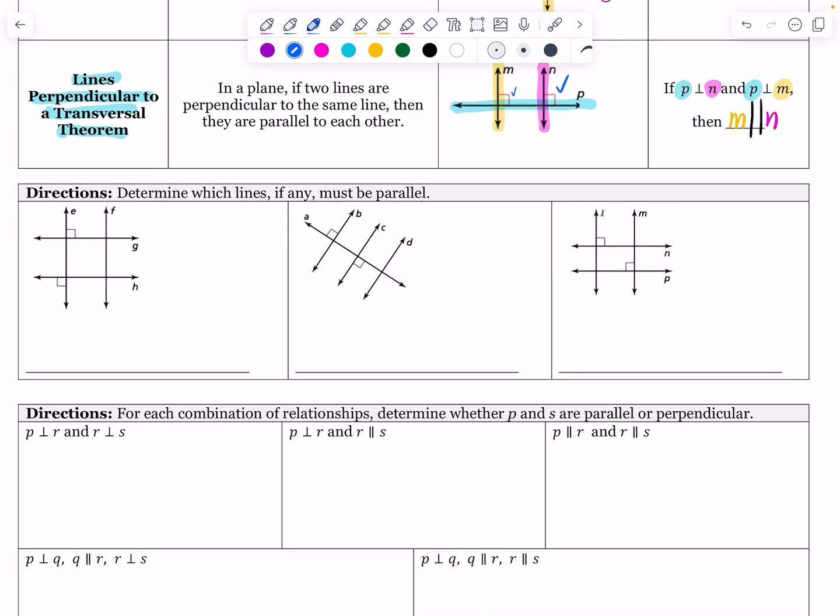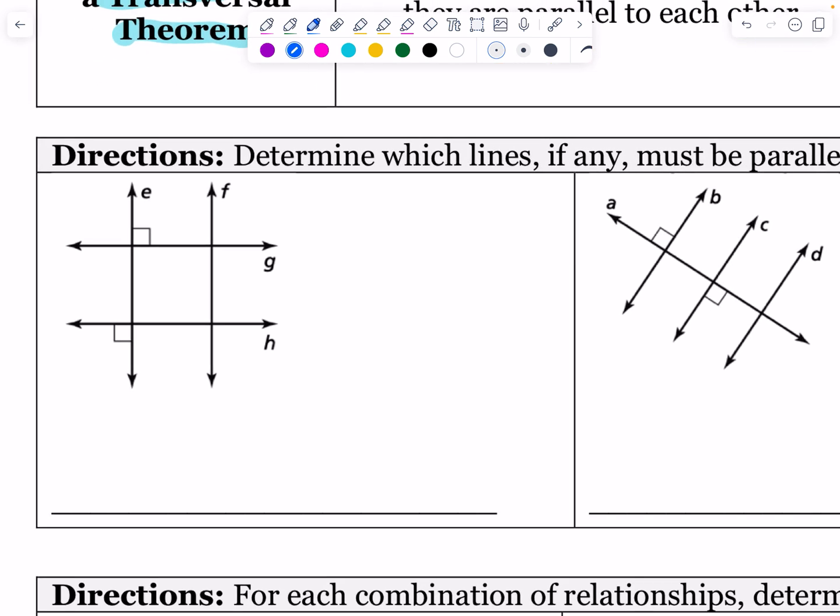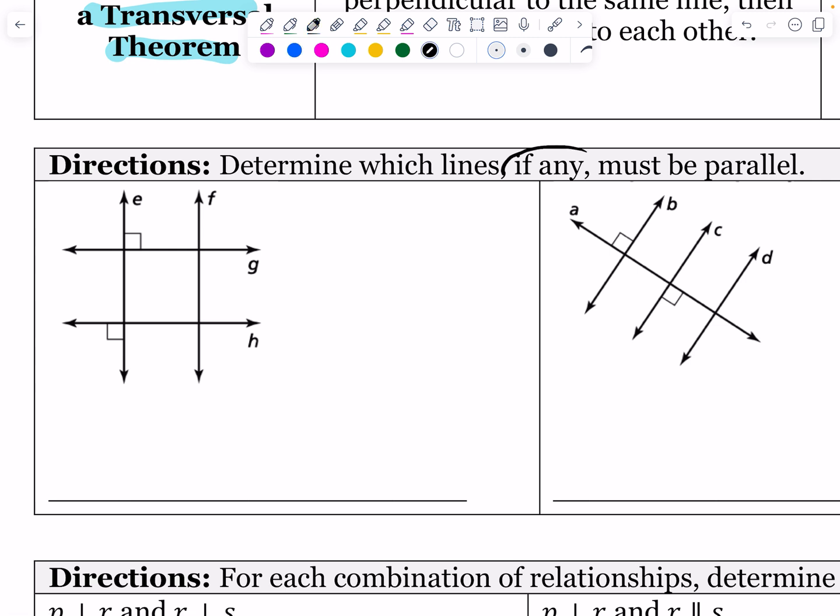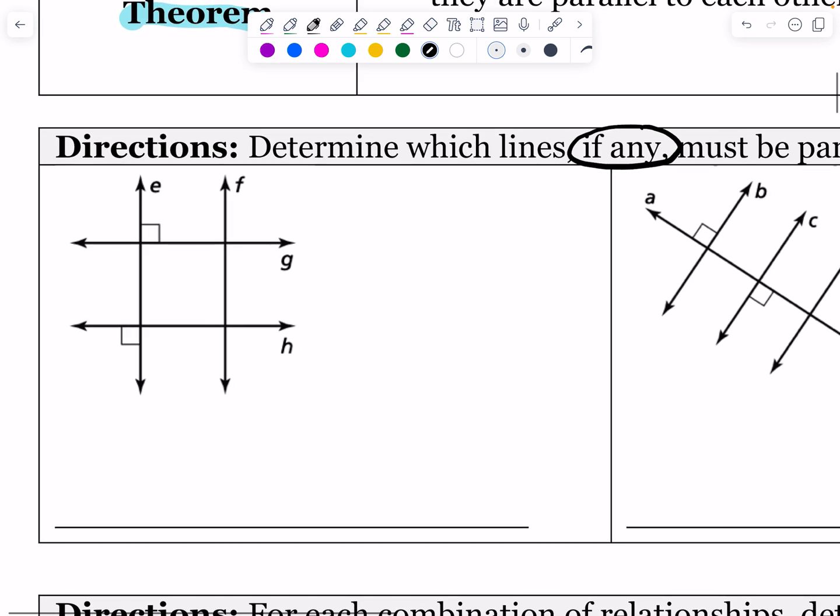So it says determine which lines, if any, must be parallel. Y'all, when it says if any, what that implies is there might not be any. So let's just look at what's marked. You can only go based off of the markings in the diagram, the tattoos that are present. Even though it looks like E is parallel to F and G is parallel to H, we have to go based on what's marked.